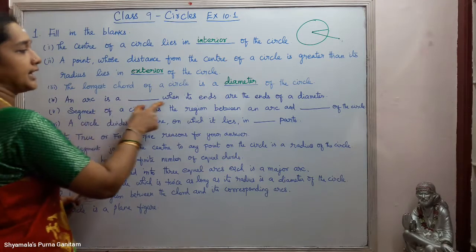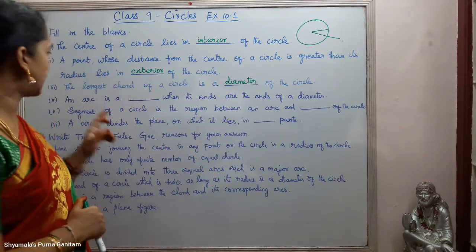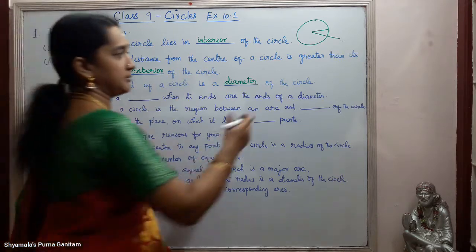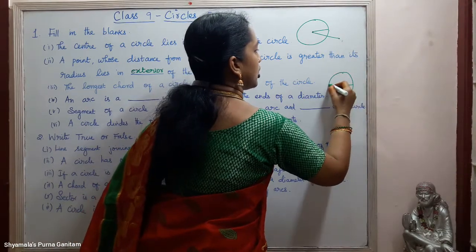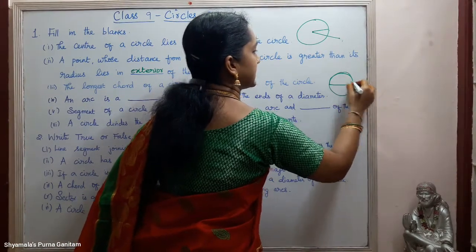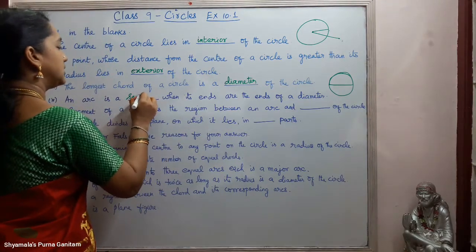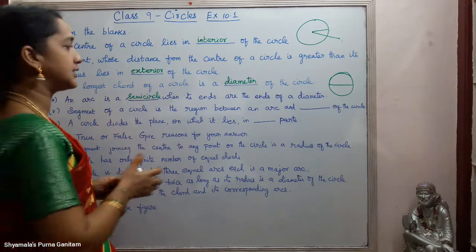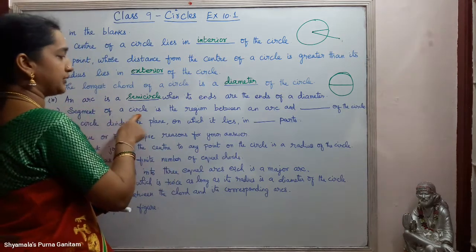Fourth one: an arc is a dash when it ends on the ends of the diameter. So when you take a circle, these two are the ends of the arc. So we will say this is a semicircle. It's a semicircle.